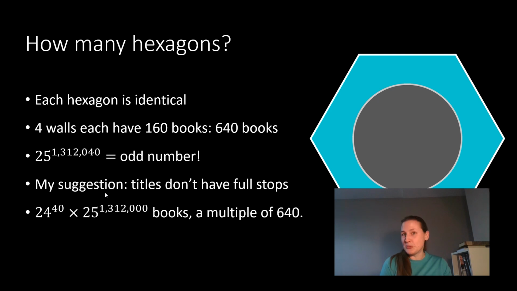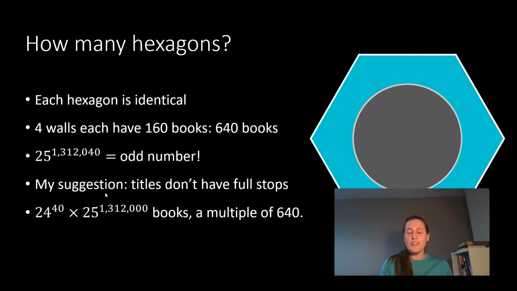So I have a suggestion for this. My suggestion is that titles of books don't usually have full stops. So perhaps if we say that the characters on the spine can only be one of 24 possibilities, that gets us out of the trouble. I don't know what the right answer is, but this is my suggestion. In that case, for those 40 spine characters, we have 24 choices each. So that's 24 to the power of 40. And then the remaining one, some huge power of 25. That allows you to then have a multiple of 640 because you can get all those twos that you need to make 640 from the 24s. So with that little tweak, which I hope will be allowed, we can get a whole number of hexagons.